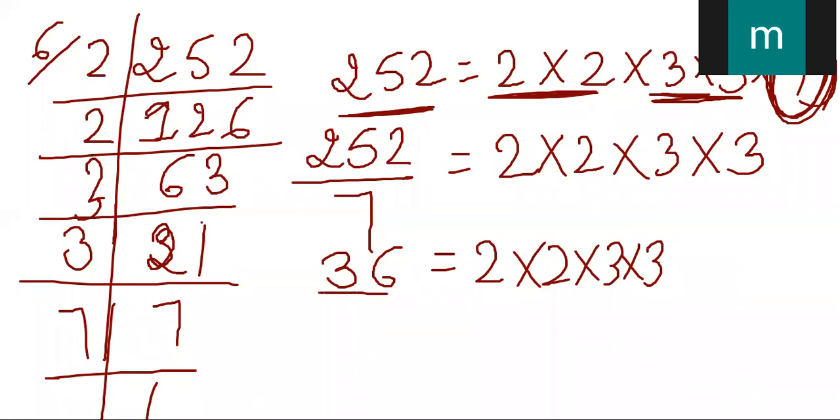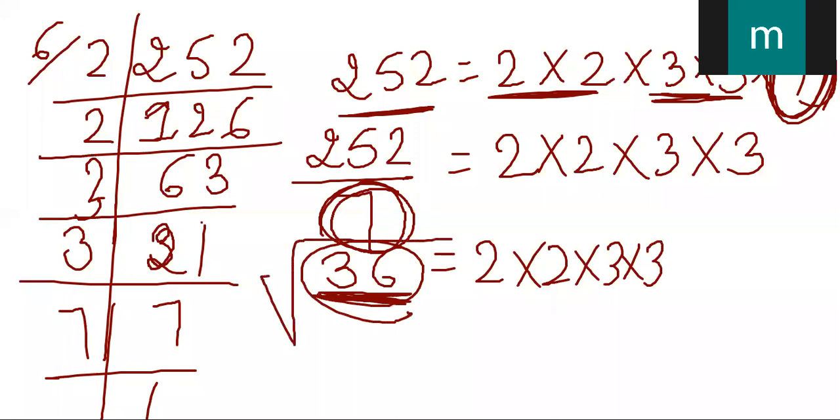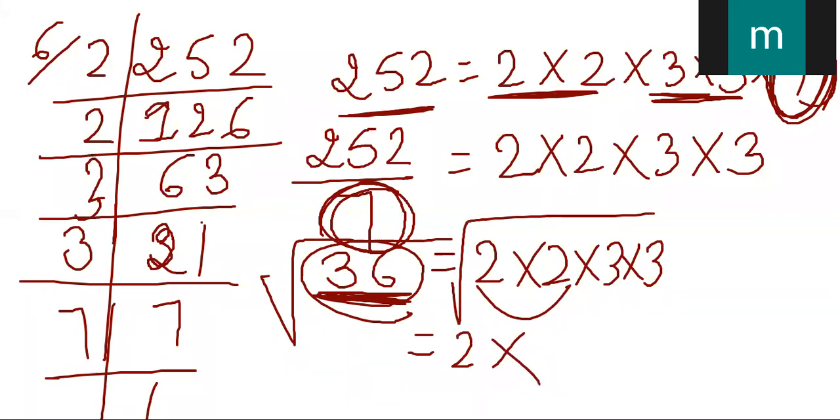Now, this 36 is the required square number, and 7 is the smallest whole number by which the given number should be divided. After that, we got the square number 36. Now we'll find out the square root. How to find the square root? Take out the numbers outside the square root, and they will be written in pairs. Outside, it will be written a single time. Right?